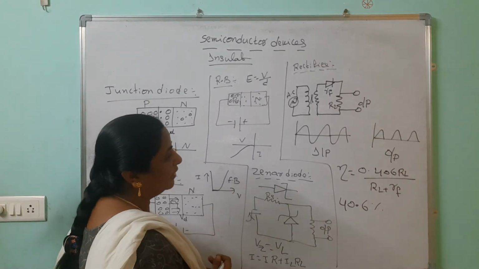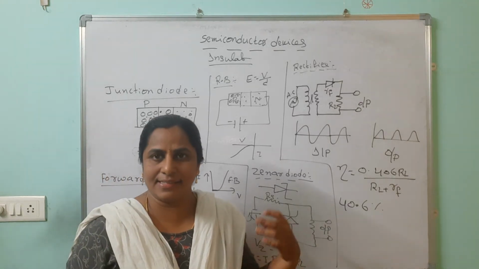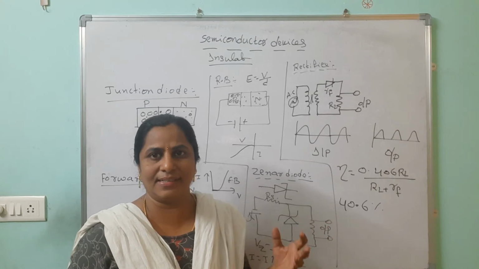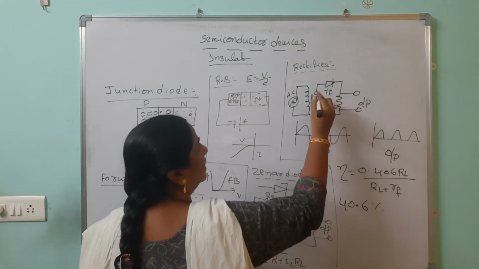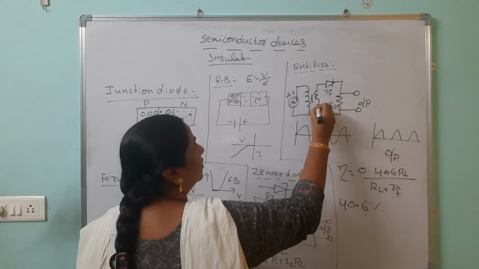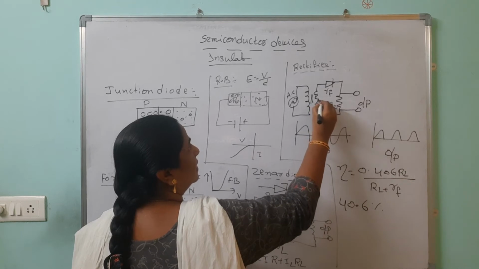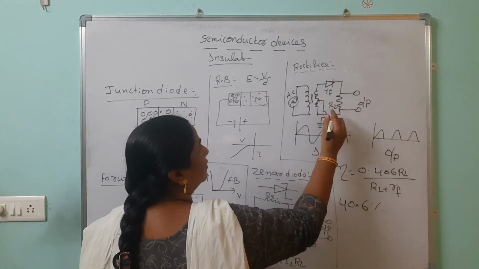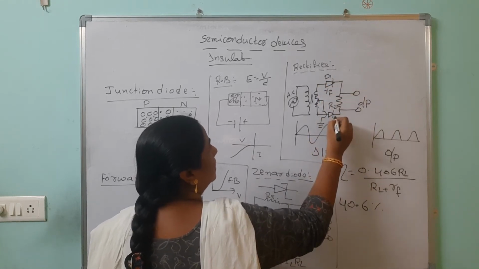Like that, the full wave rectifier, how to find out? Full wave means it is converting the complete alternating current to direct current. You can say that is called the full wave rectifier. But what is the difference here? Here instead of one diode we are using two diodes, with a center tap. This center tap we are giving to the earth connection. But here we are using one more diode. This is D1 and this is D2.